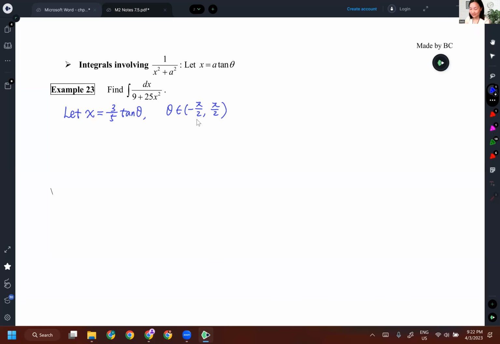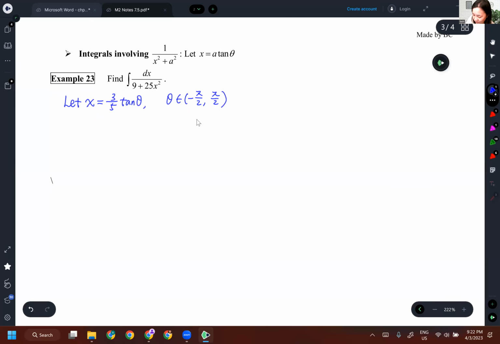Moving on. Now we can do the differentiation. That is dx equals 3 over 5 secant squared theta d theta, so that my substitution can be smoother.